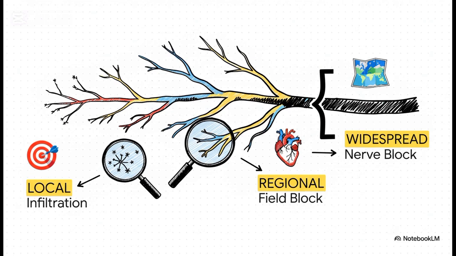So let's just boil it down. The key difference is all about scale. Infiltration is super local, hitting just those tiny nerve endings. A field block is regional, going for larger branches near the site. And a nerve block, that's widespread, targeting the main nerve trunk to numb a huge area. Getting this difference is absolutely key to picking the right tool for the right job.